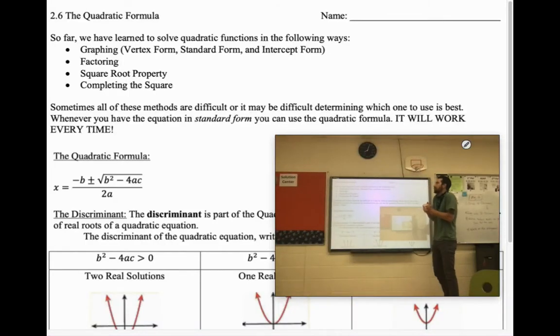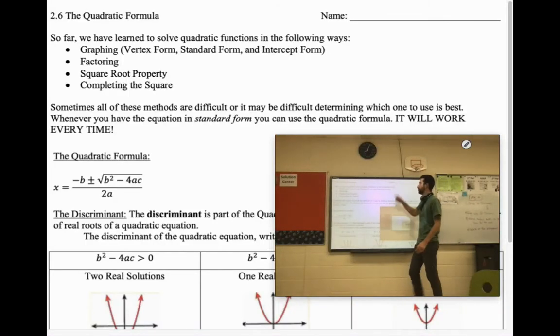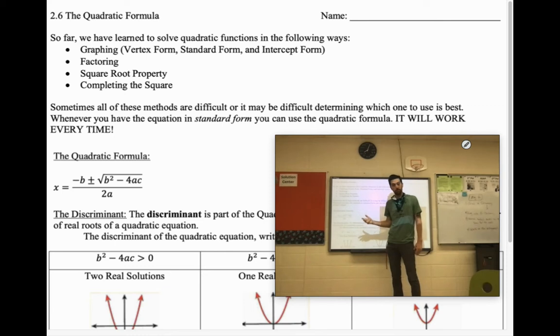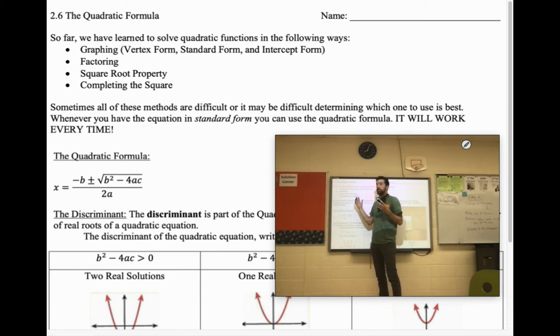So far, we learned to solve quadratic functions by graphing in those three forms, right? And the solutions are where it crosses the x-axis. Those are called the zeros. So we did it that way. We did it by factoring, which personally is my favorite way, completing the square and the square root property.